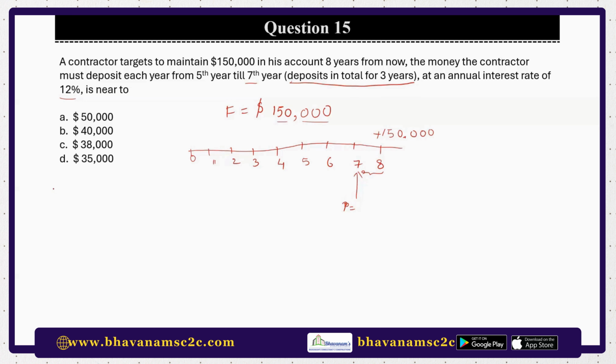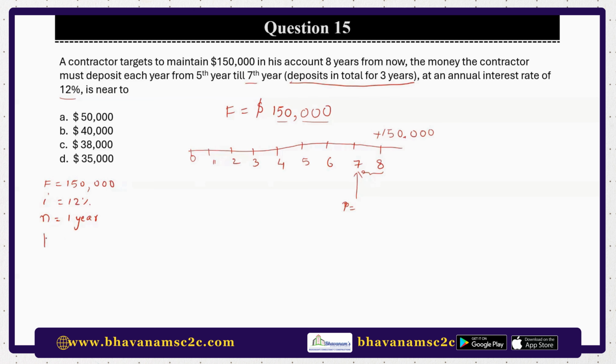I will give you the input once again. What they gave here is the F value as 150,000, and the rate of interest is 12% per annum, and the N is 1 year. Why? Because we are just calculating 1 year ahead. From 8th year to 7th year, we are calculating. That's it. So N is 1 year.